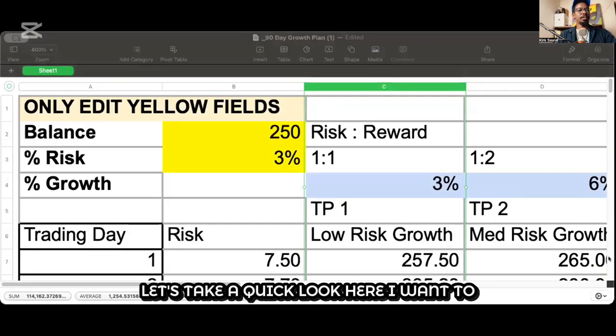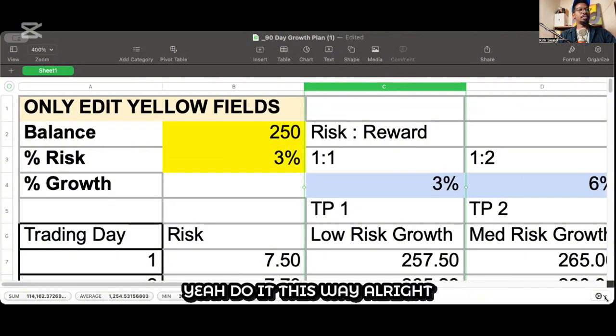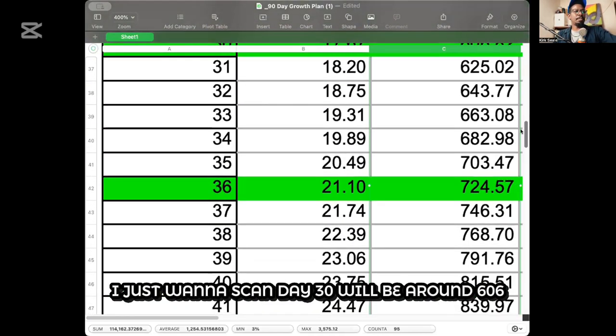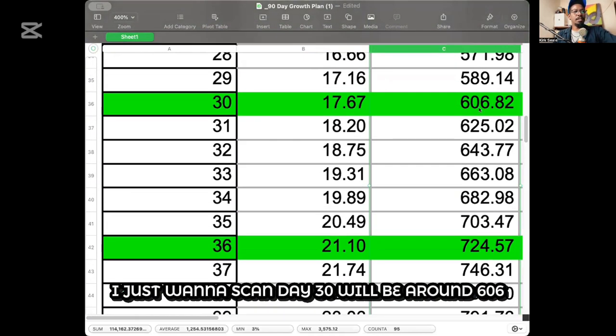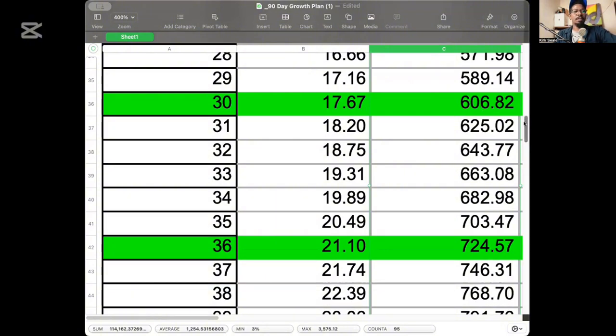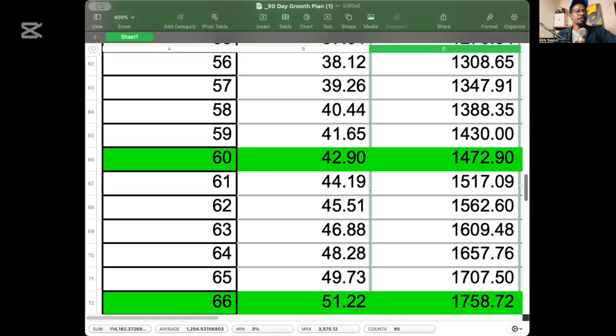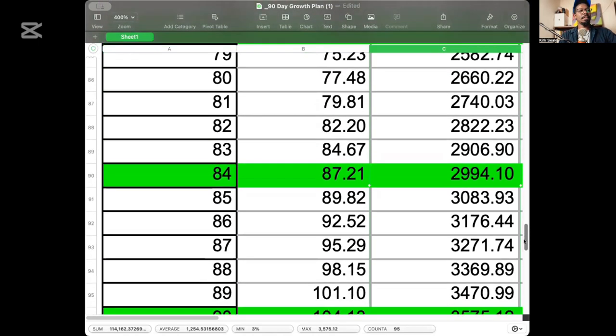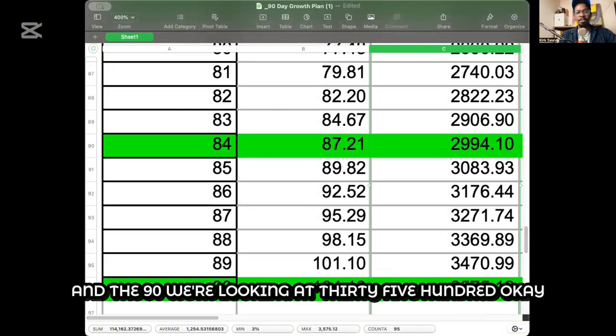Let's take a quick look here. I want to do it this way. All right, so day 1, we're at 257. I'm just going to skim. Day 30, we'll be around 606. All right, day 60, 1,400. And day 90, we're looking at 3,500.